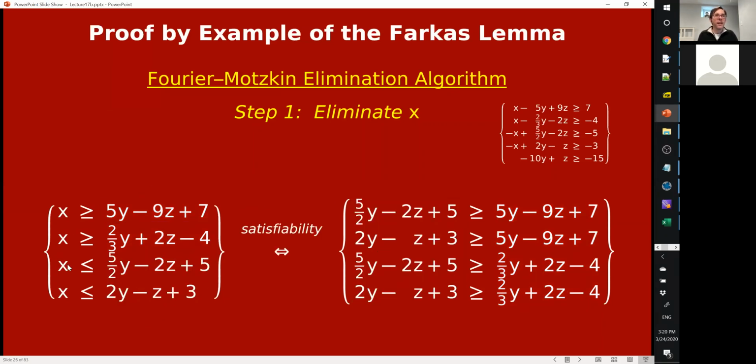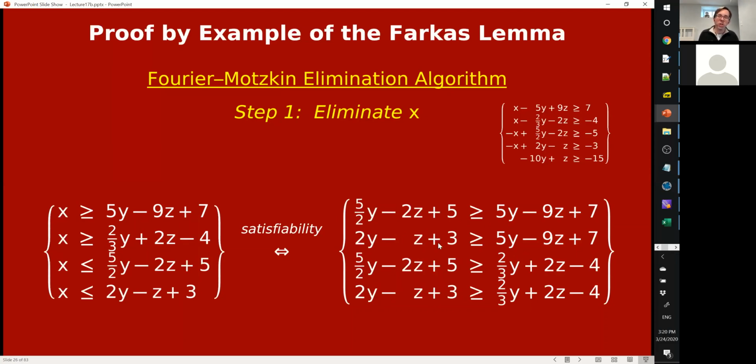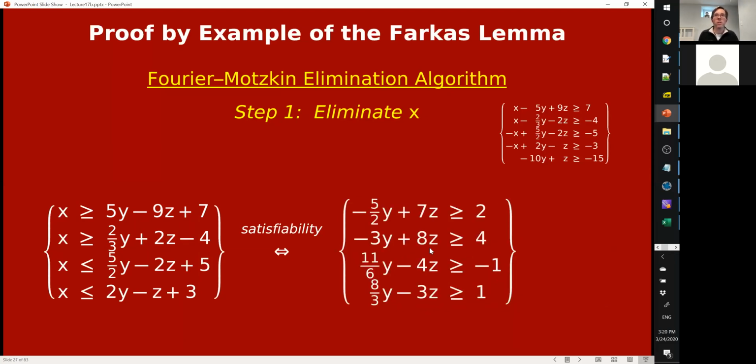So this is what I said. There's a satisfying x on the left if and only if we have all these upper and lower bounds square with each other. And let me just take them and simplify them, collect all the terms. So I've done that here. You can take my word for it.